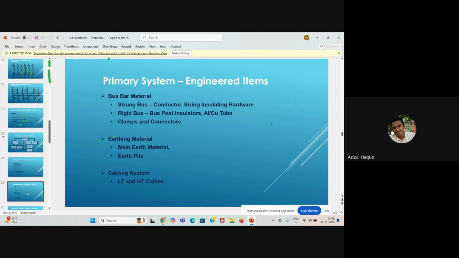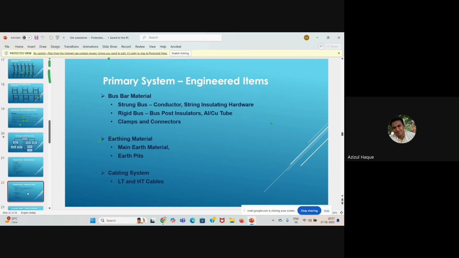Suppose for the main bus, we have to use a moose conductor. Different types of conductors are there. Then again, which type of conductor to be used, whether it is a bull conductor or a moose conductor, also depends upon the power handling capacity of the bus. That conductor size will be decided accordingly, and then the quantity of that conductor has to be calculated according to the design of the substation.